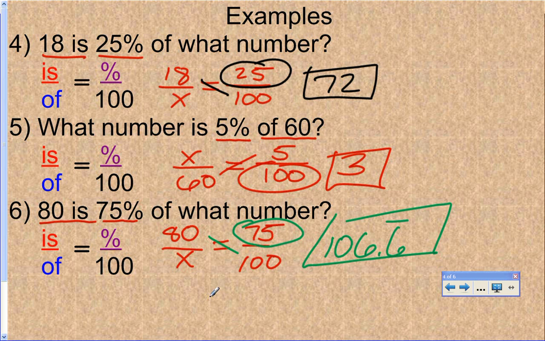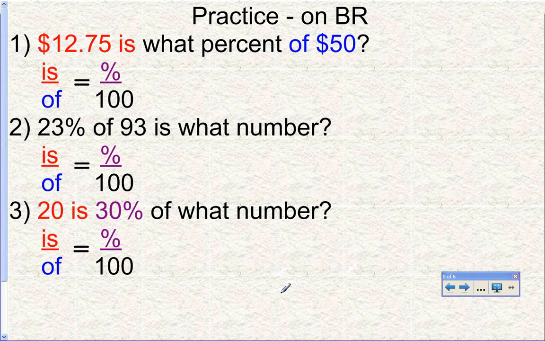Alright, so we're just looking for the keywords and plugging them into the percent proportion. Is over of equals percent over 100. Don't forget that you need to memorize this. You must have this memorized. Alright, so here's 3 problems for you to do. So if you want to give them a try, pause the video, try them on your own, then hit play, and I'll work through the answers with you.